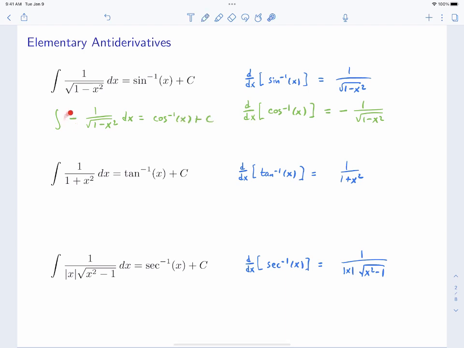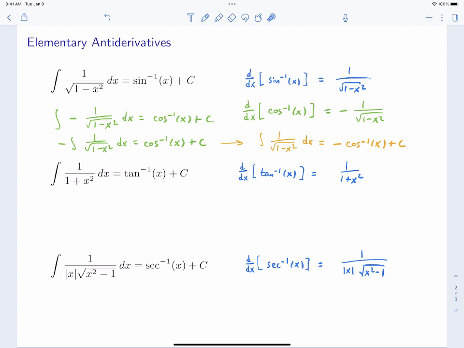Now, in fact, we can take this minus sign and take it out of the integral. So we can write it as the opposite of the integral of 1 over the square root of 1 minus x squared dx is equal to inverse cosine of x plus c. And then we can take this minus sign and put it on the other side. So this becomes the integral of 1 over the square root of 1 minus x squared dx is equal to the opposite of inverse cosine of x plus c.